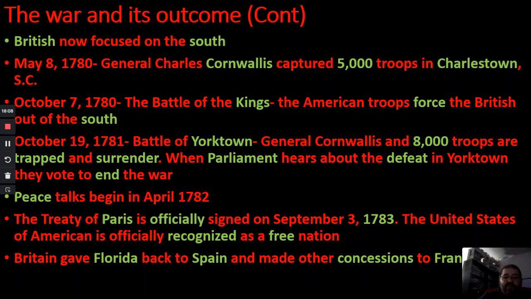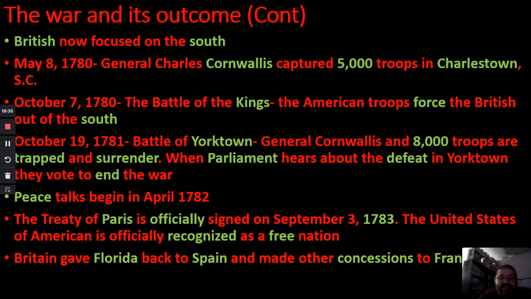And this is where Cornwallis and 8,000 troops are trapped, and they surrender because the Americans and the French have them on land, and the French and American ships are on the sea, so they just surrounded them. And Cornwallis surrenders. And again, like I told you guys, he was one of the best generals they had.